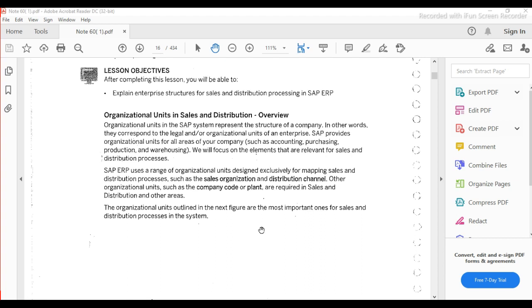in order to set up the sales organization. Now, SAP provides organization units for all the areas of your company, such as accounting, purchasing, production, and warehousing. For each and every department, SAP has designed its org units, but we will focus only on the SD side, all the elements required for sales and distribution. SAP ERP uses a range of organization units designed exclusively for mapping the sales and distribution process, such as the sales organization and distribution channel. Other organization units such as the company code and plant are required in sales and distribution and other areas. I already explained this. Now let's move to the next page.